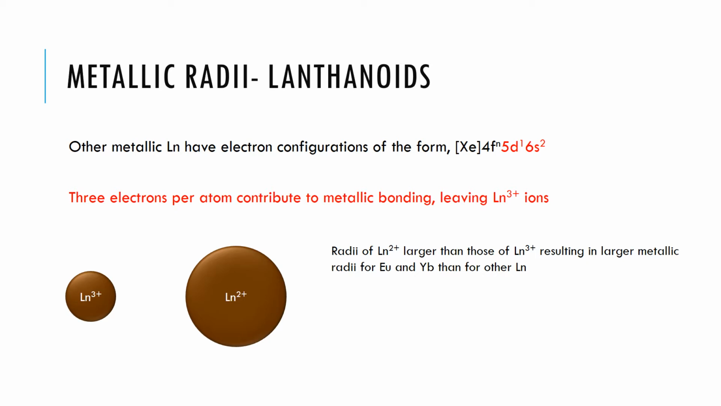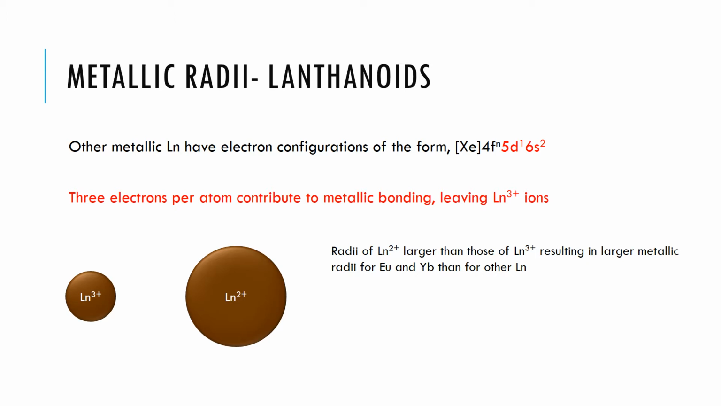So we can think of the rest of the lanthanoids as really Ln3+ ions in a sea of delocalized electrons. That's the reason why europium and ytterbium have larger metallic radii, and it's due to the fact that they form these Ln2+ ions. And of course, we can expect an Ln2+ ion to have a larger radius than an Ln3+ ion.